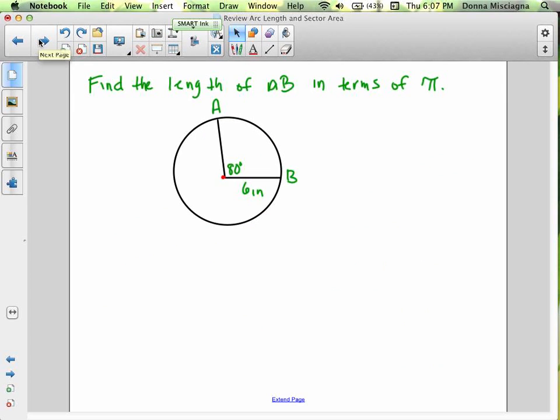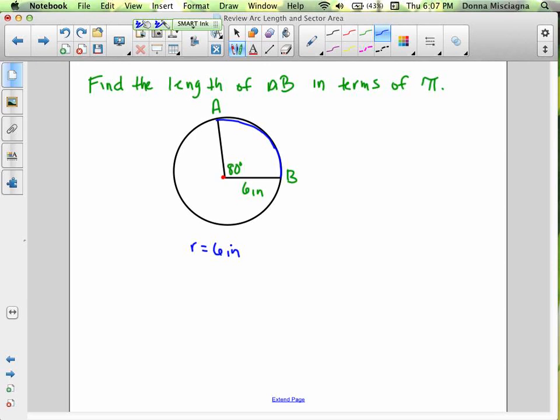All right, here we want to find the length of AB in terms of pi. So we're just finding this length. We've got everything we need. We've got the central angle and we have the radius. Our angle is 80 degrees. The radius is 6 inches.